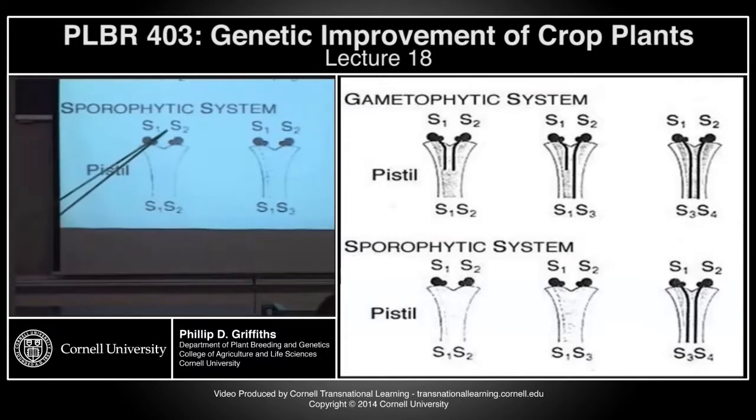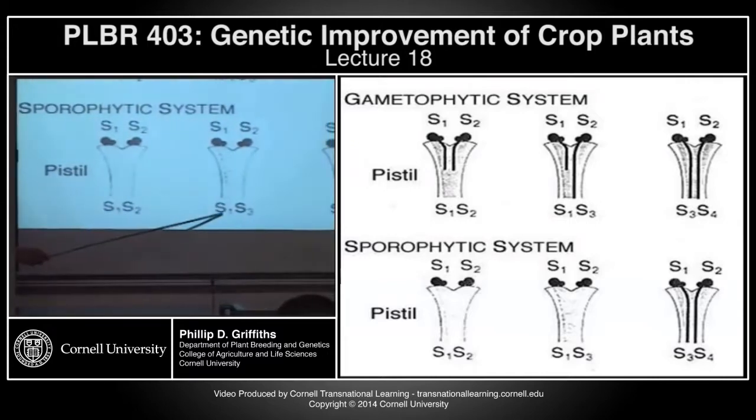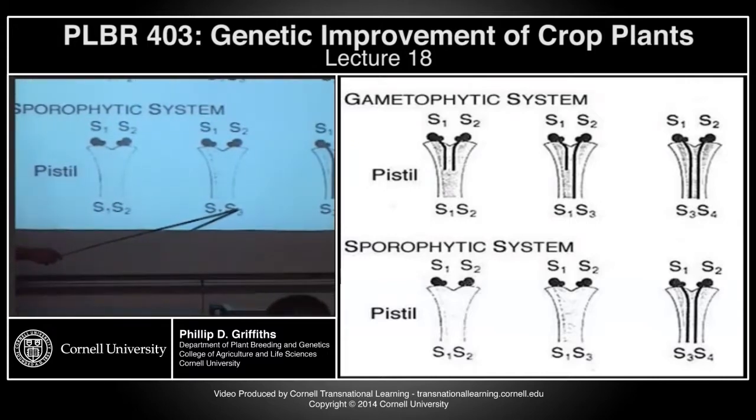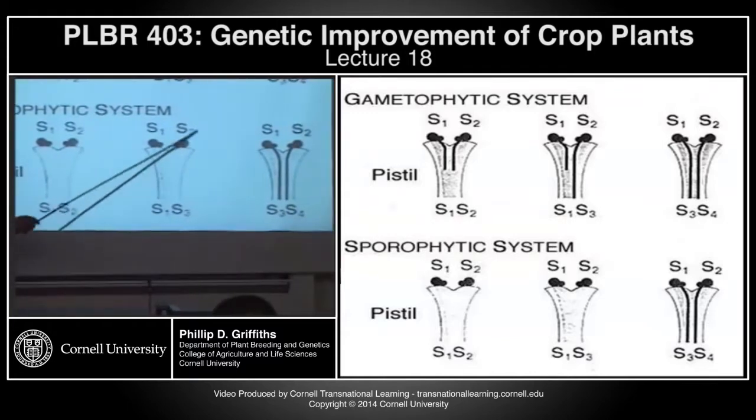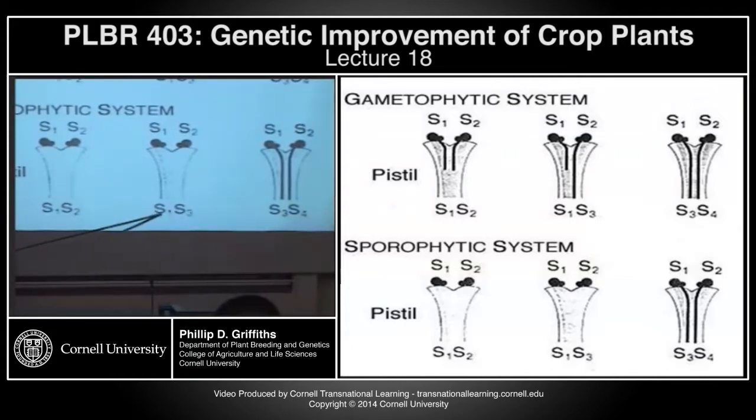grains from germinating. But if the female was S1, S3, it would now prevent S2 pollen grains from germinating, even though it doesn't share a gene with the female flower, because the S1 pollen grain has initiated the self-incompatibility of the female flower, and now the female flower prevents the germination of any pollen grains on the stigma surface.